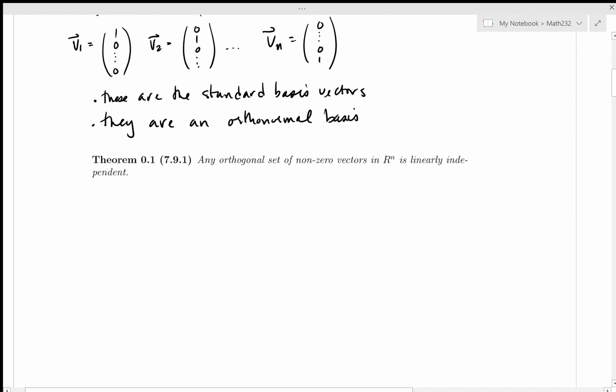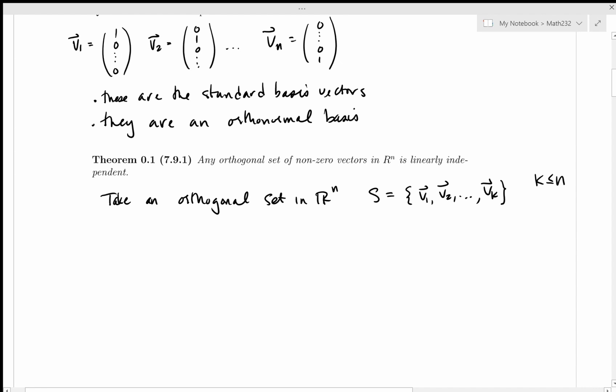That is, if we have an orthogonal set of non-zero vectors in Rn, they are linearly independent. We haven't seen it phrased quite like this, but there have been other similar theorems. So let's say it again. If we have an orthogonal set of non-zero vectors in Rn, then we're guaranteed that they're linearly independent. Okay, let us see why this is the case. Let me take any orthogonal set in Rn. Let's call that S, some set of vectors v1, v2, up to vk. There are k vectors in the set, and for sure we know that k is less than or equal to n. We're not going to be able to have more than n orthogonal vectors, and we already know that we can't have more than n linearly independent vectors.